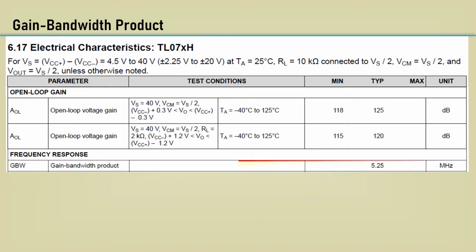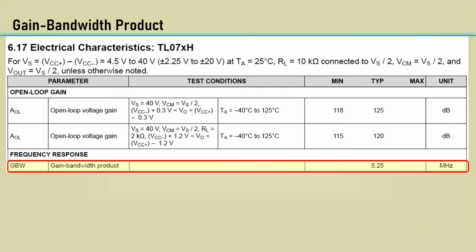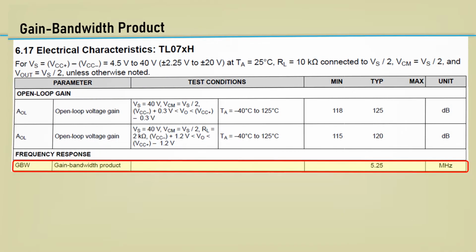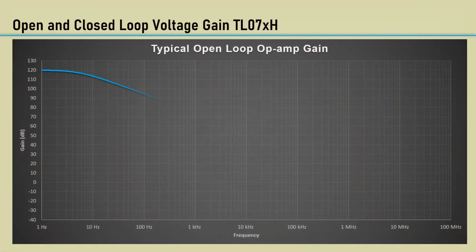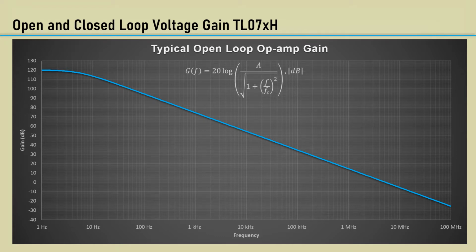Here's the datasheet for the TL07 series op-amp. It has a specified gain bandwidth product of 5.25 megahertz. If you are so inclined to plot the open loop response as a function of frequency, like I have, it's real easy. You just use the simple single pole transfer function using the DC open loop gain and cutoff frequency.